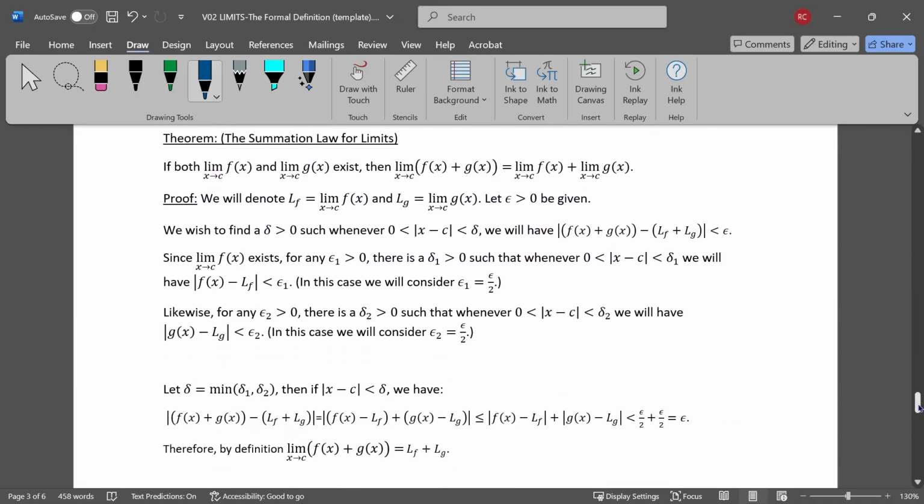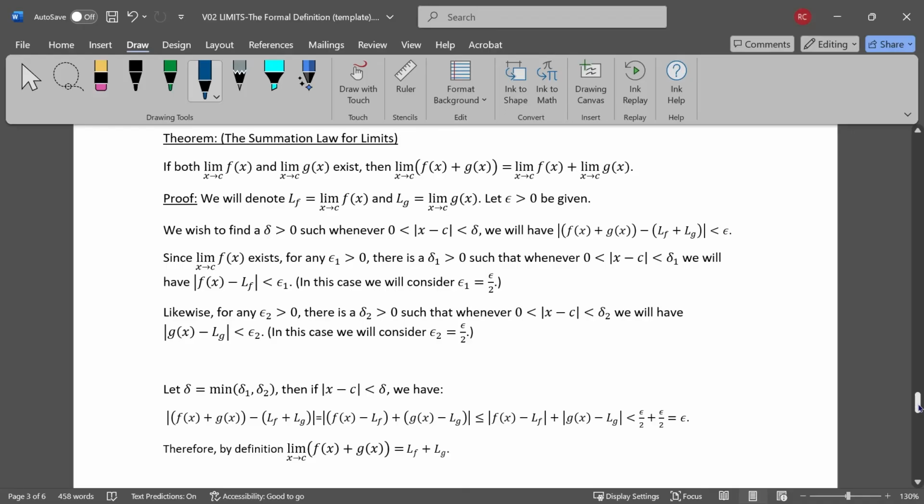So now we're going to talk about an important theorem, the summation law for limits. Now we're going to go over the proof of this. I want to be clear, I wouldn't expect a student to be able to do this proof on their own, but I do want you to see it and try to understand the logic of it, because we are going to use these types of properties all the time to evaluate limits.